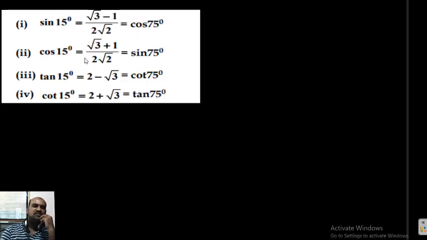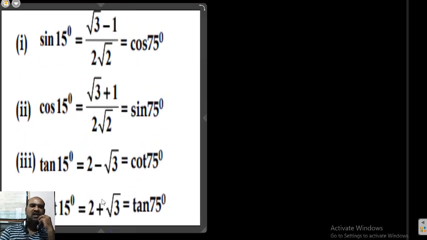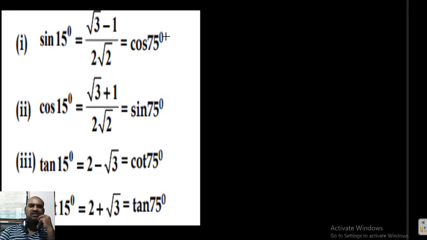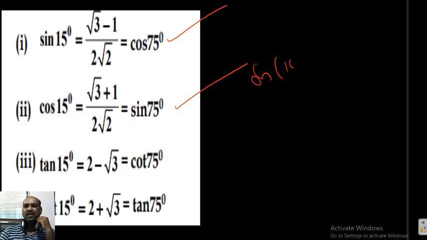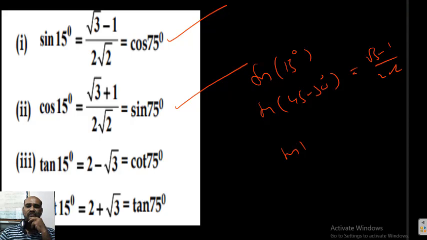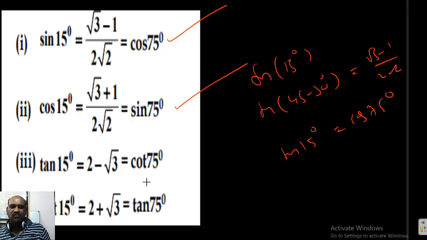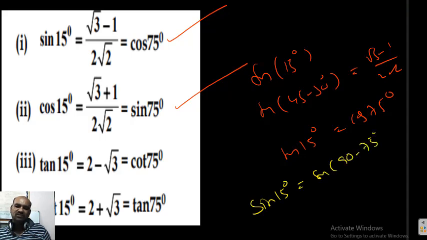Yeah, students, here are some results. Already we did these, so this result is already completed. Sin 15, how I derived it: sin of 45 minus 30 degrees. So what I got: root 3 minus 1 by 2 root 2. Sin 15 and cos 75 are both the same. Everyone knows sin 15 equals cos 75. I will show you. Sin 15 degree equals sin of 90 minus 75, and sin of 90 minus theta is cos theta, so cos 75. That's why the sin 15 value and cos 75 value are the same.